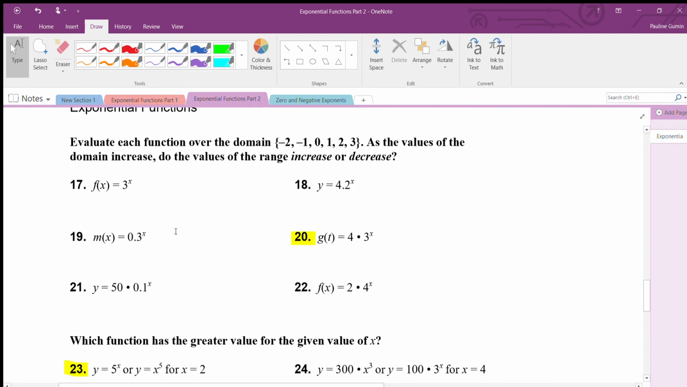Let's see. Do I have anything else highlighted to go over with you? Yes. Okay, number 20. Evaluate each function over a domain of etc. As the values of the domain increase, do the values of the range increase or decrease? Okay, so that's a lot of words. Let's remind ourselves something. Domain talks about our x's. Range talks about our y's. So this problem is actually asking us to plug in a bunch of x's and then answer whether or not our y's are getting bigger or smaller.